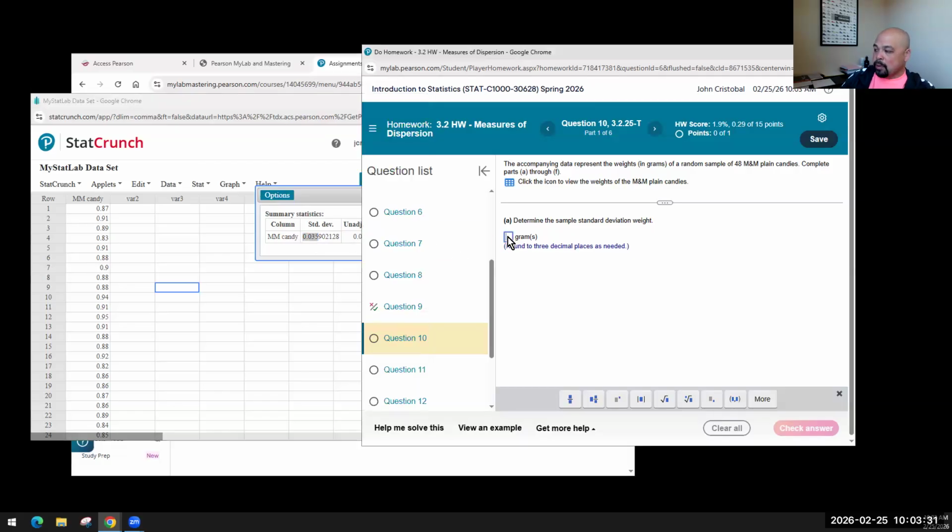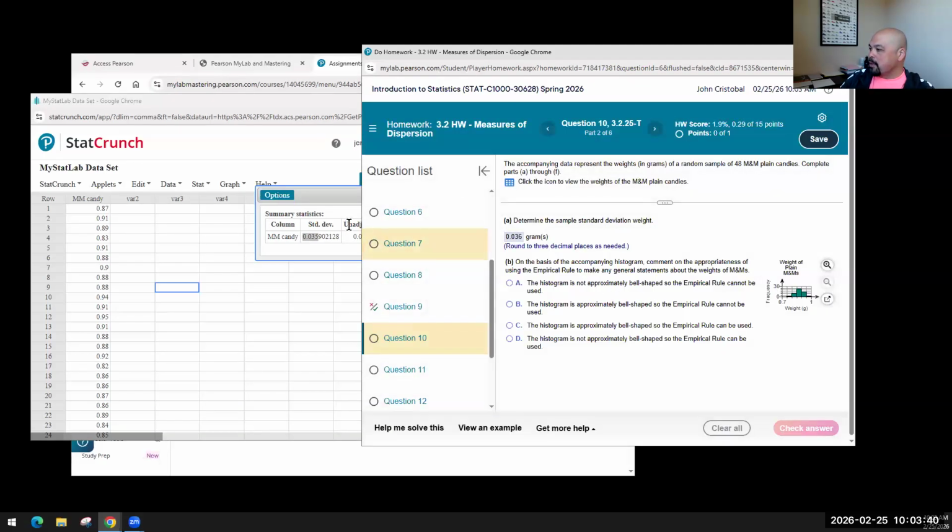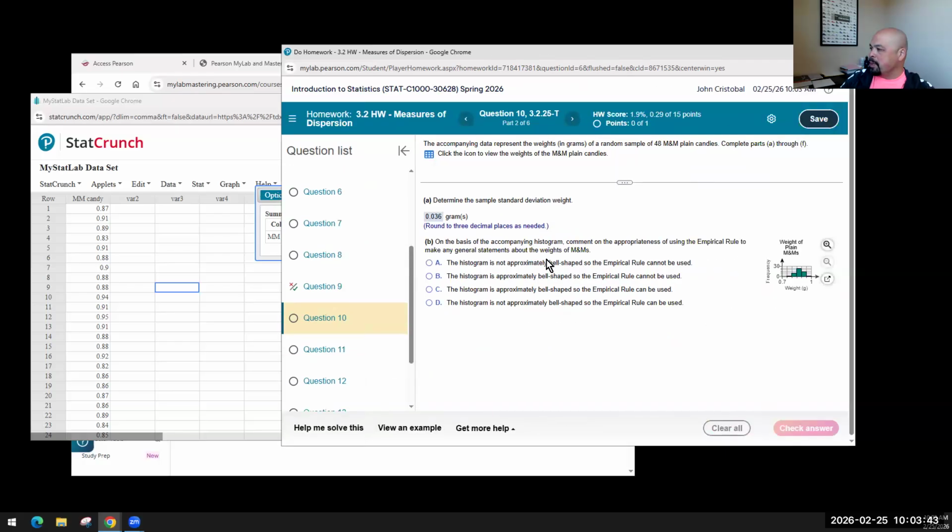So in this case, as a decimal, typing in 0.036. Let's check that answer. Great. Okay. So now this next part, on the basis of the accompanying histogram, comment on the appropriateness of using the empirical rule. So the empirical rule is for a normal distribution, right? That bell-shaped curve. Okay. We're going to see that a lot more in chapter 7, the normal distribution, where we kind of have that peak in the middle, and then on the outside edges, it kind of tapers down, it drops at a symmetrical type of shape.